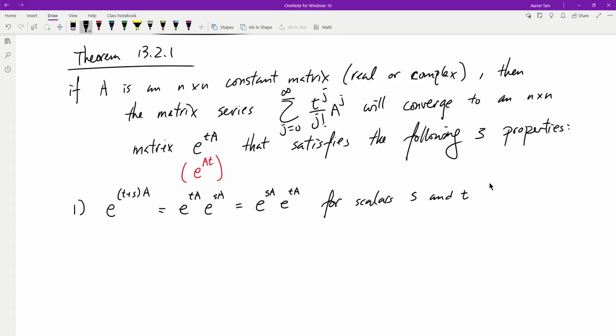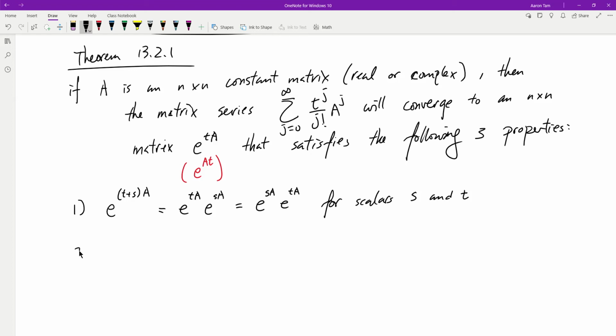So notice that this basically tells me that if I multiply two matrix exponentials together, I can simply add their exponents together, which is exactly how e to the x works, or well, not just e to the x, but any exponential function works. When you multiply two things that have the same base but with different exponents, you just simply add the exponents together. And another very interesting thing that this property allows us to state is that this is actually commutative. E to the tA times e to the sA is the same as e to the sA times e to the tA. So that's actually pretty interesting.